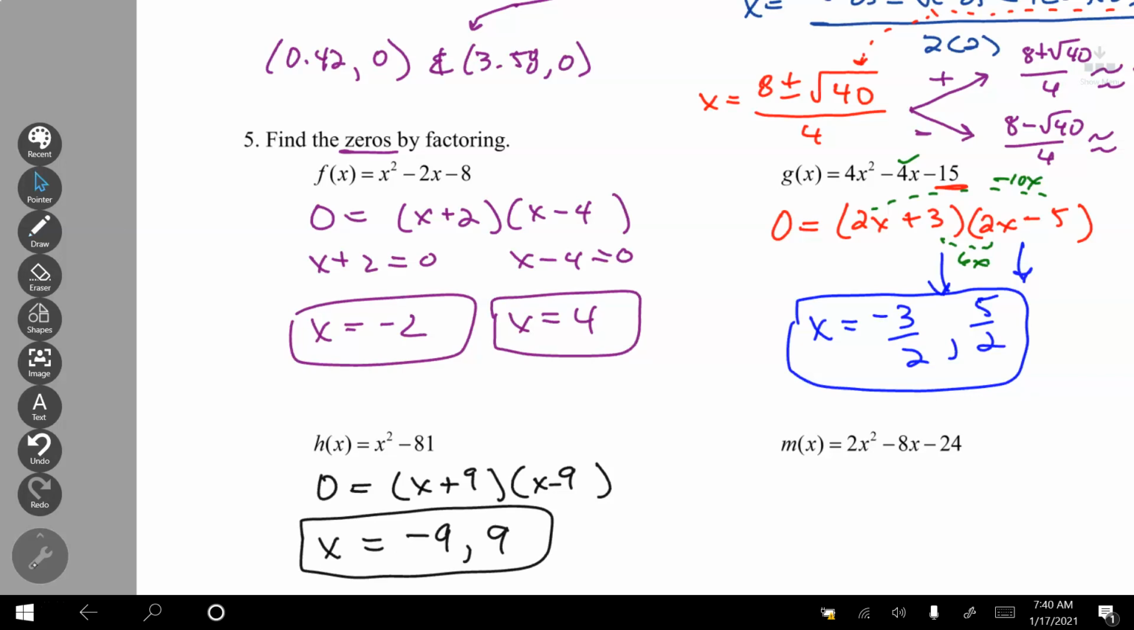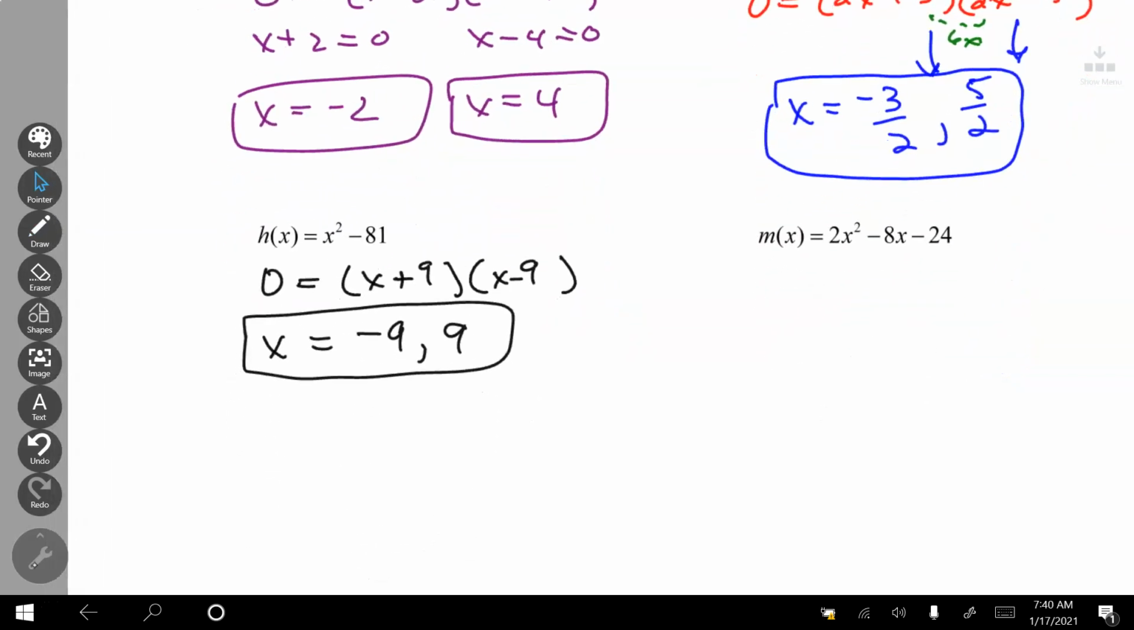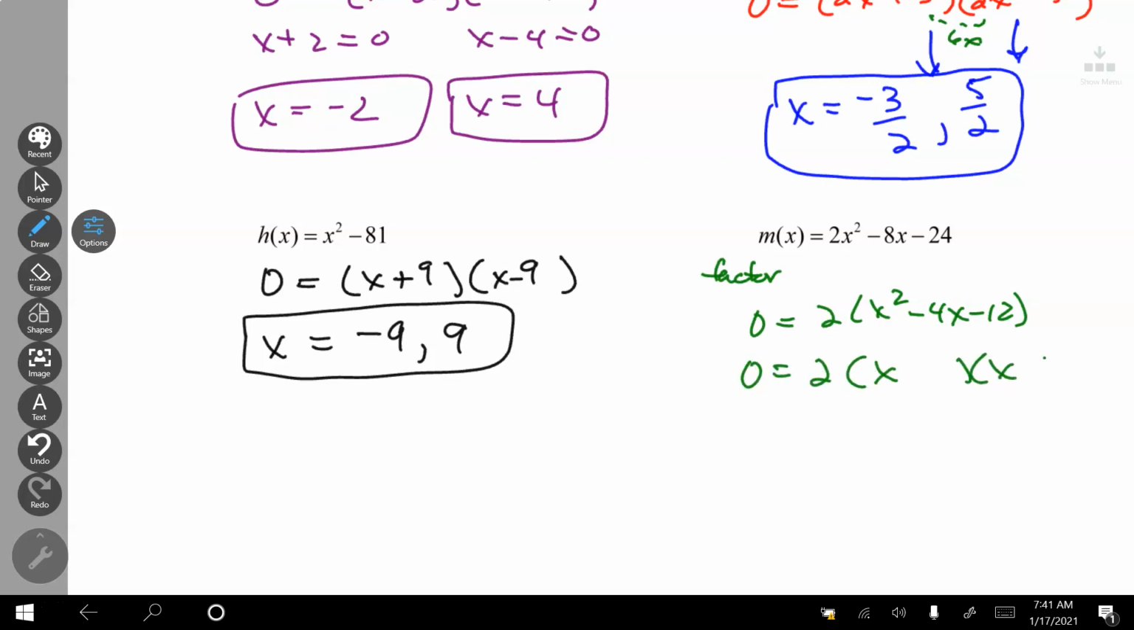And this last one that I'm going to do, I should always tell myself, if I can factor a number out of here, if I can factor something out, I'm going to do it. I'm going to take a 2 out of here. 2 times x squared minus 4x minus 12, because it's a lot easier to factor with smaller numbers. That is going to be x and x, plus 2 and minus 6.